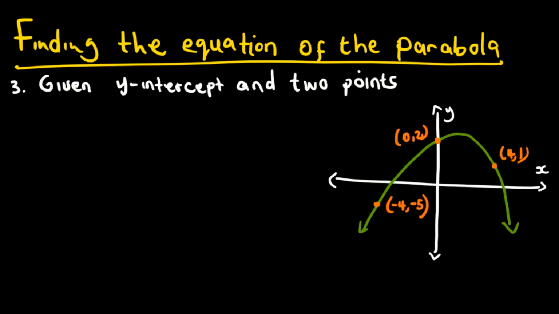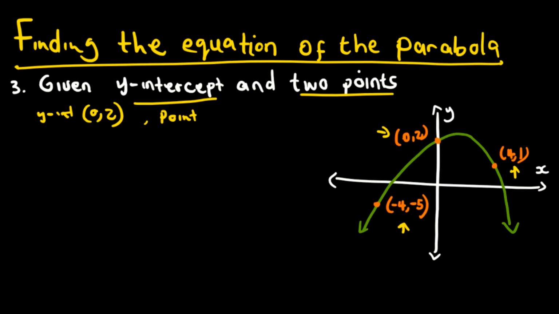So now we still want to find the equation of a parabola, but in this case we are given the y-intercept, which is this one here, and 2 points, which is this one here and this one here. So we're going to write down our y-intercept, which is given as 0 and 2, and then our points. The first point is minus 4 and minus 5, and the second point is 4 and 1.